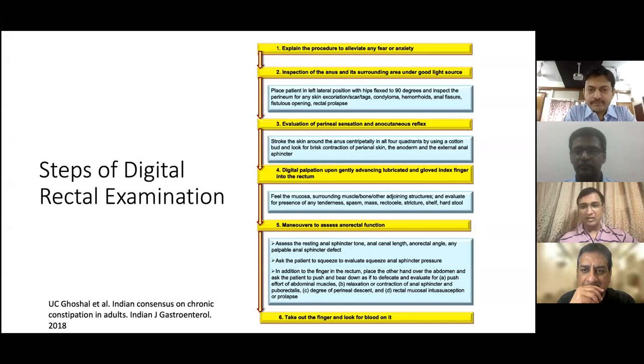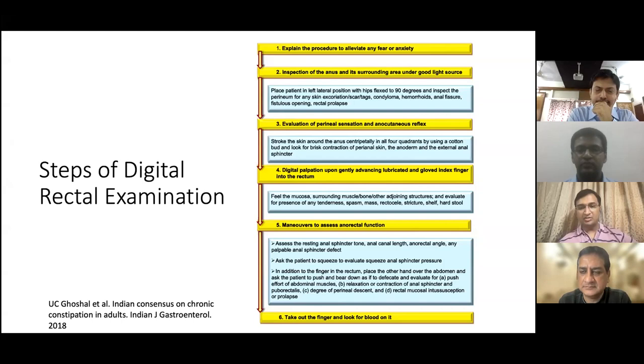Subsequently, we do digital palpation with a lubricated gloved finger into the rectum. We feel the mucosa, the surrounding muscle, bone, and adjoining structures. We evaluate for any tenderness, spasm, mass, rectocele, stricture, shelf, or hard stool. Lastly, we do some maneuvers to assess anorectal function. We assess the resting anal sphincter tone, the anal canal length, the anorectal angle, and any defect in the anal sphincter. We ask the patient to squeeze and evaluate the squeeze pressure.